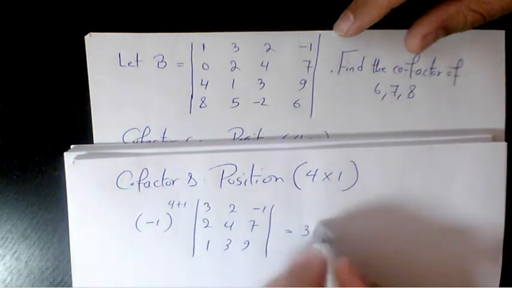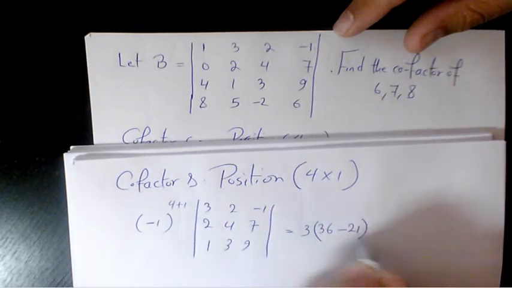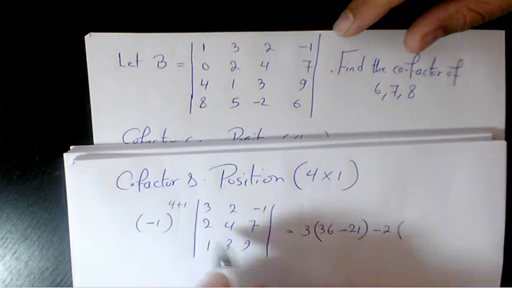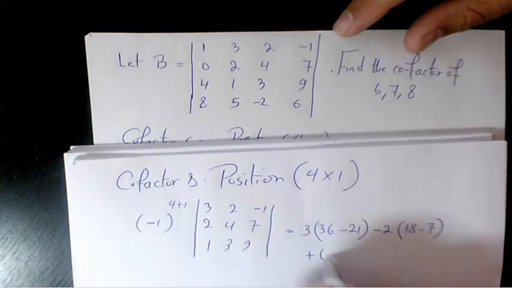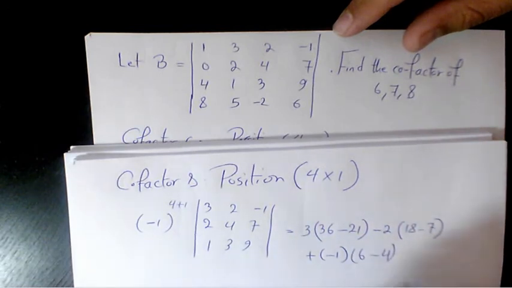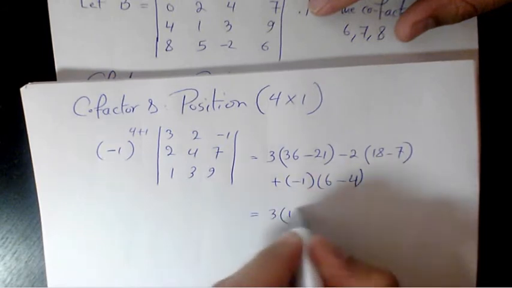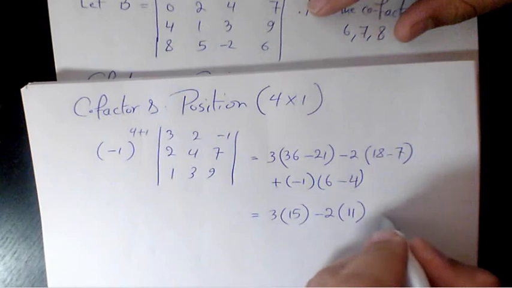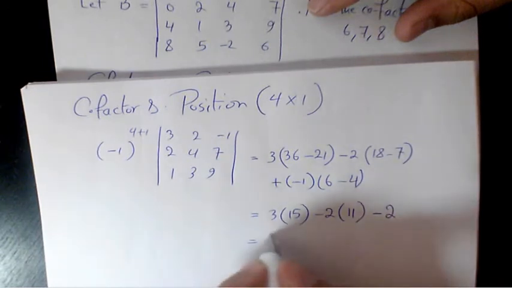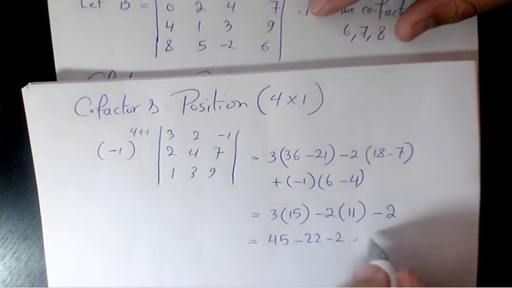That's going to be 3 times 36 minus 21, minus 2 times 18 minus 7, plus negative 1 times 6 minus 4. That's going to make it as 3 times 15, negative 2 times 11, minus 2. So it's going to be 45 minus 22 minus 2, which is going to be 21.